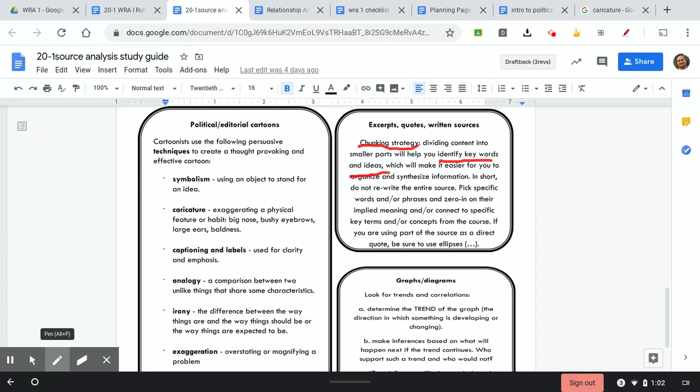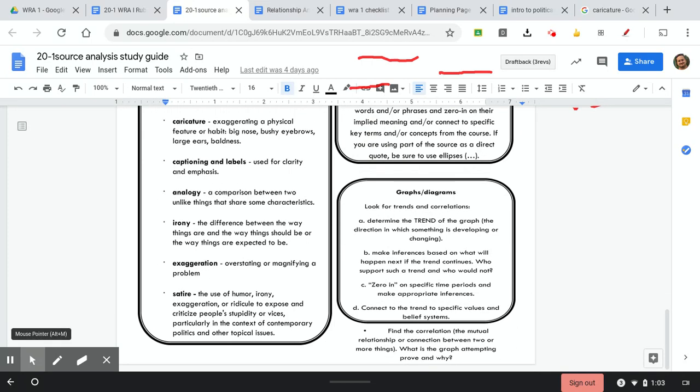So this is what you're doing with chunking. Pick specific words and or phrases, zero in on their implied meaning, connect to specific key terms and concepts from the course. If you're using part of the source as a direct quote, quote it. Say what they're saying, end quote. Don't misquote somebody. That is a huge error. If you're repeating a section of a quote and you don't do it correctly, that's a big no-no. Make sure when you quote something, you're actually saying the right thing.